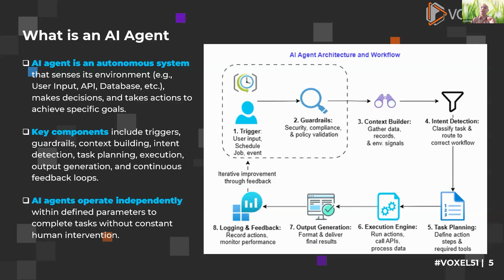Let's talk about the different components of AI agents. Here you can see the first thing is the trigger. A trigger could be user inputs, scheduled jobs, events, anything. It could be an MCP call, where we are fetching data from external protocols.